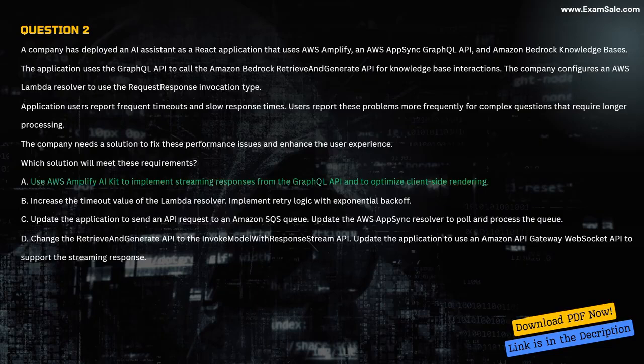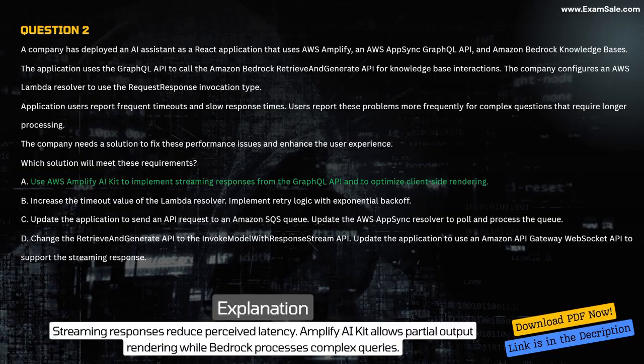Correct answer A. Use AWS Amplify AI Kit to implement streaming responses from the GraphQL API and to optimize client-side rendering. Explanation: streaming responses reduce perceived latency. Amplify AI Kit allows partial output rendering while Bedrock processes complex queries.